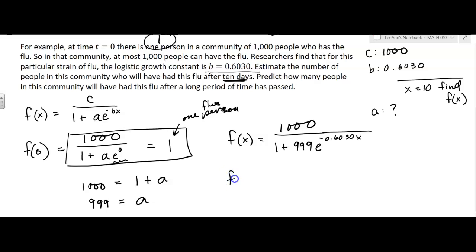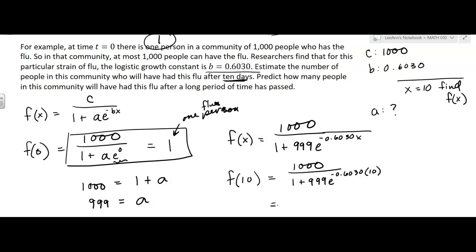So we're going to say f of 10 is 1,000 over 1 plus 999 e to the negative 0.6030 times 10. So you could do some of the math by hand if you wanted to, but you can go to a calculator and put this all in.